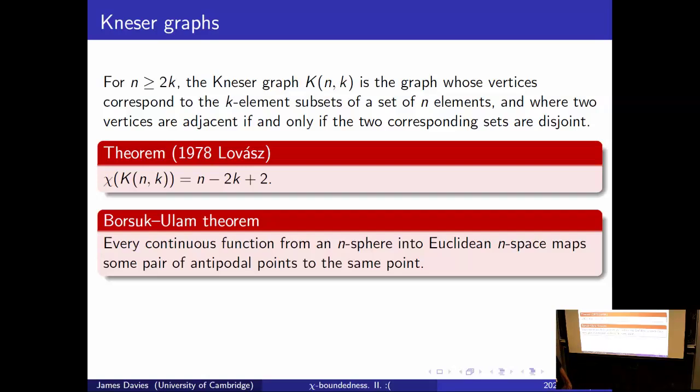One nice property about these graphs is that this is the classic example of graphs with small fractional chromatic number and large chromatic number. You can show that they have fractional chromatic number n over k.